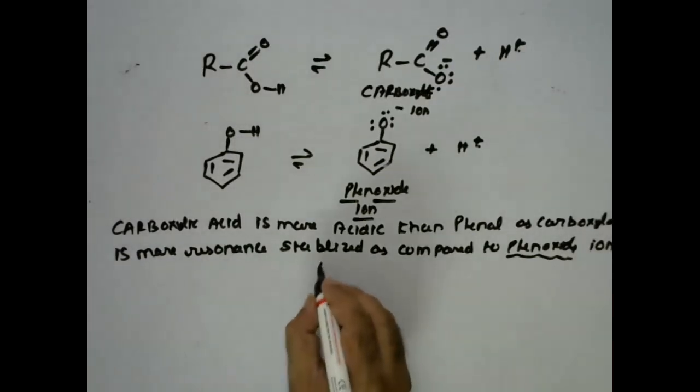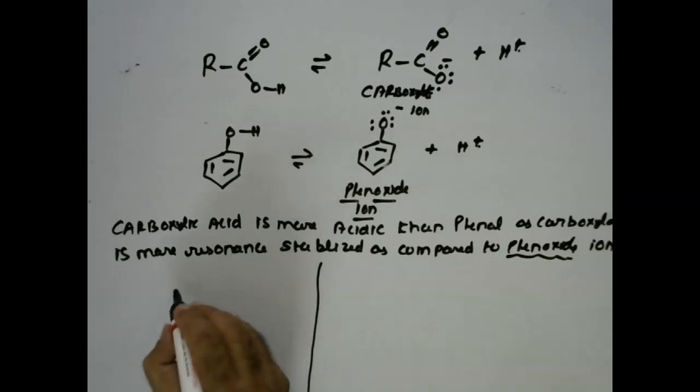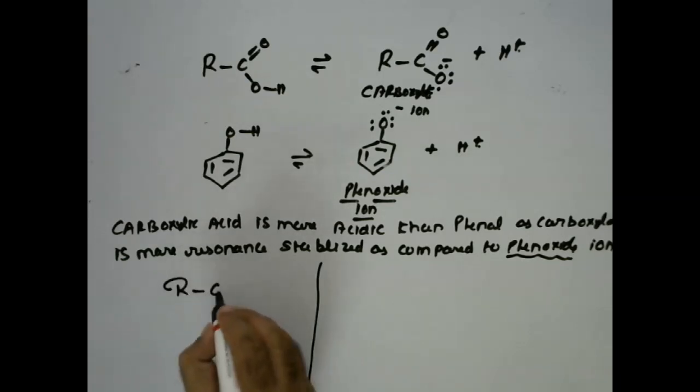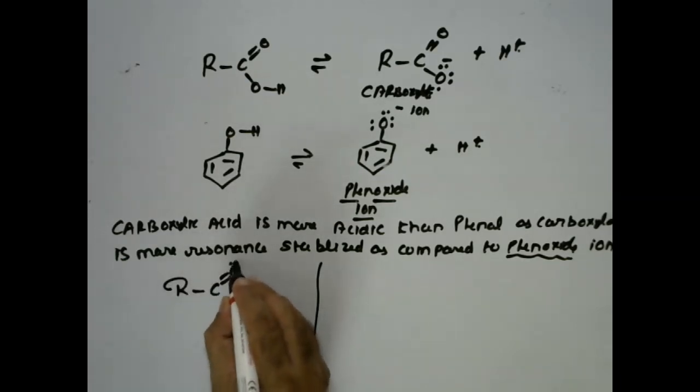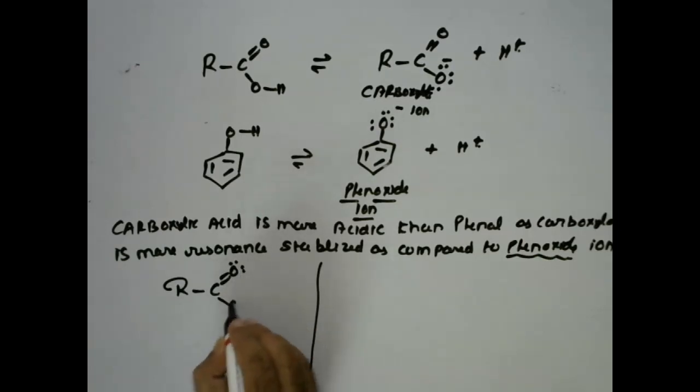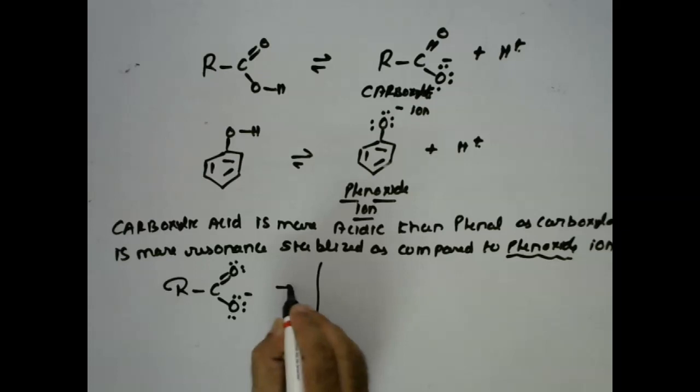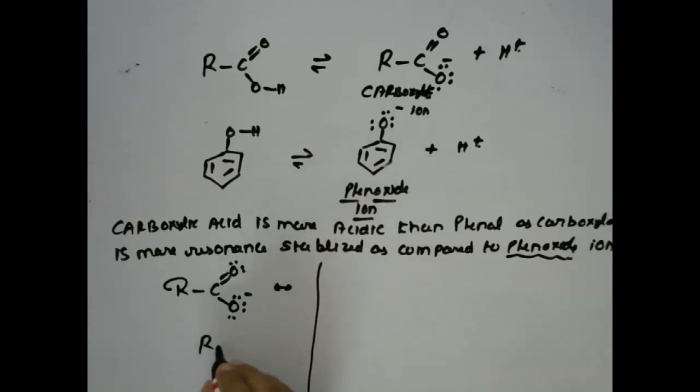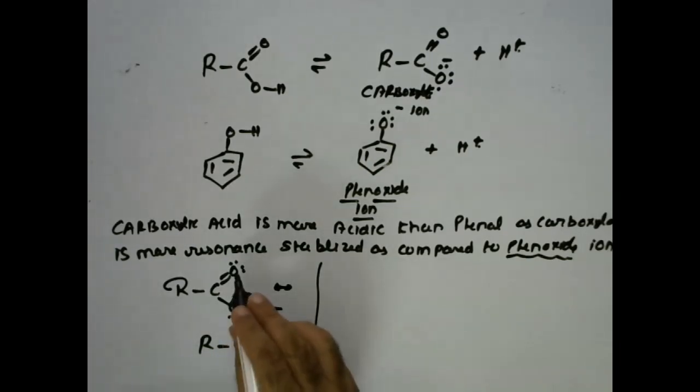For that we need to draw their resonating structures. In carboxylate ion, the structures are equivalent. Apart from being equivalent, the negative charge can spread on two oxygen atoms. Because it has two oxygen atoms, on both of them the negative charge can spread. And if the negative charge can spread on more electronegative atoms, the resonance stability is better. So negative charge can be present on this oxygen or on this oxygen. There are two oxygen on which it can spread.